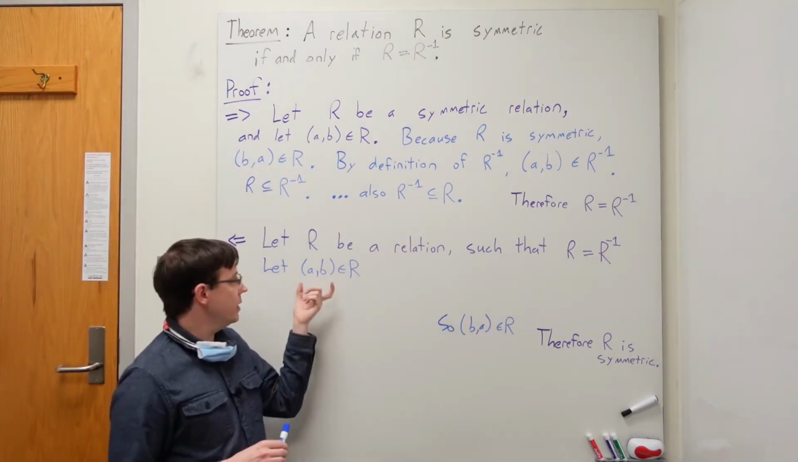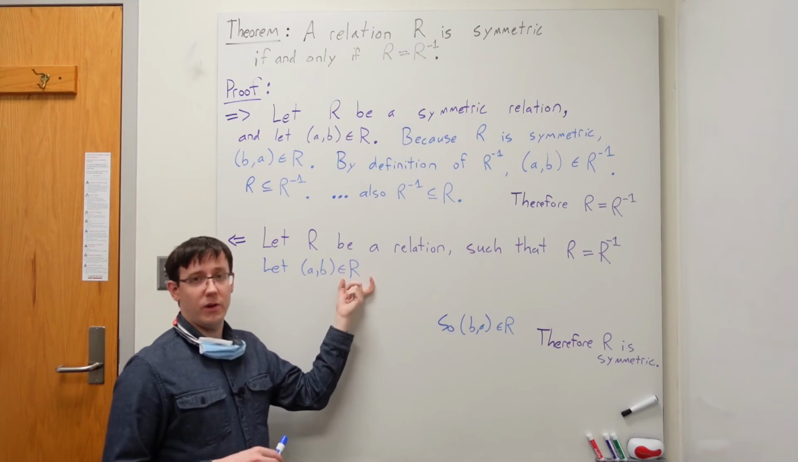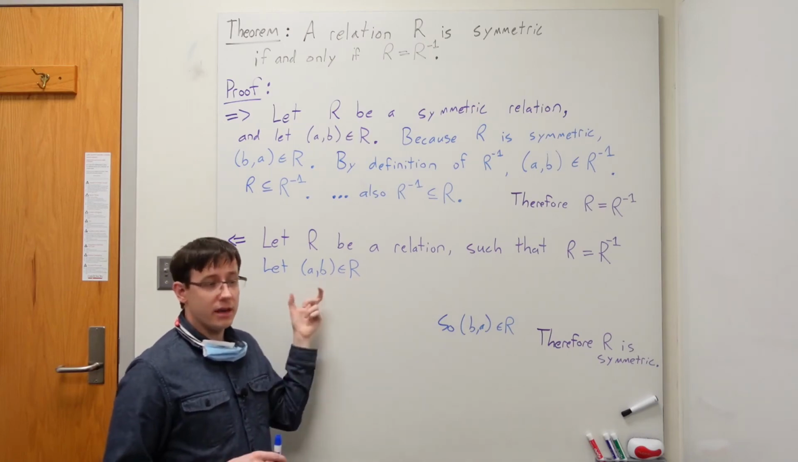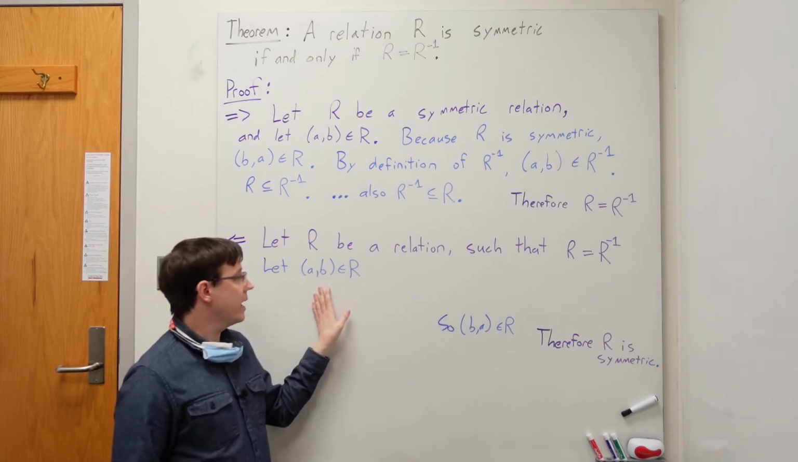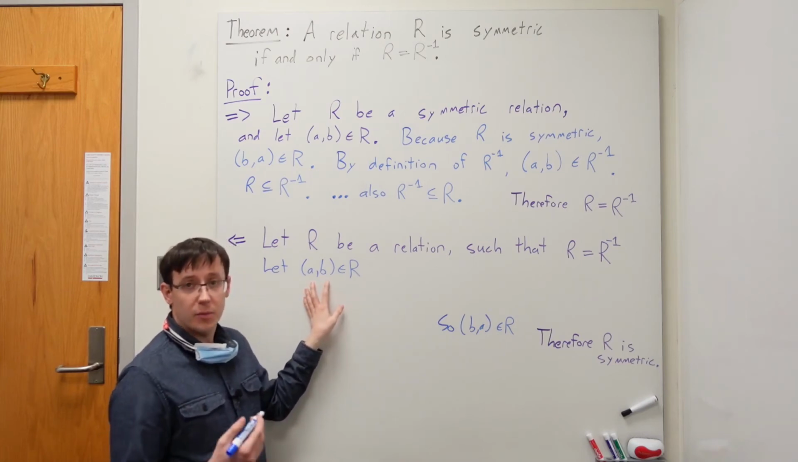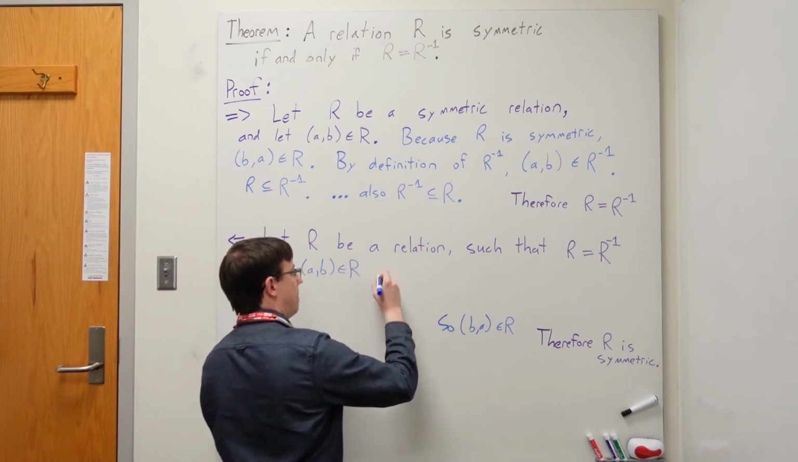Again, we have the possibility that there are no elements of the relation, but in that case, the if-then statement would be vacuously true. And here, we know that BA is an element of the inverse relation.